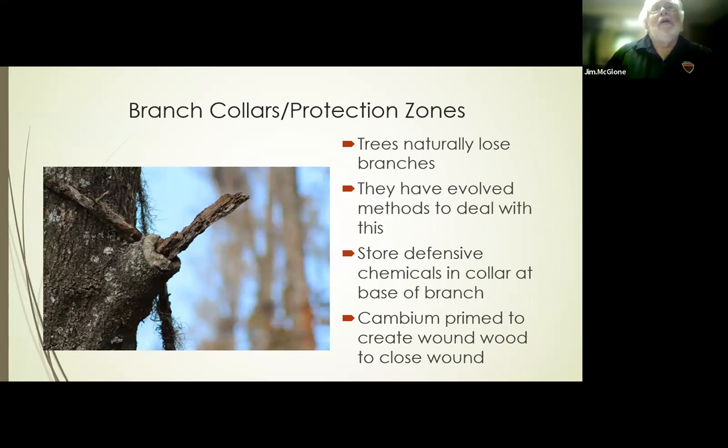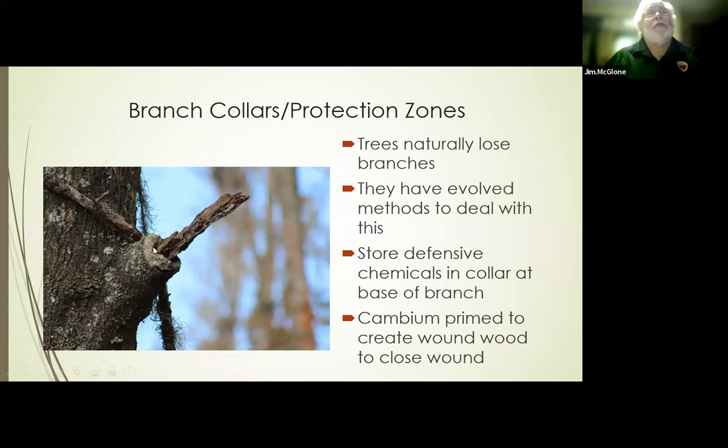In nature, trees mostly grow in forests. And so they have evolved to lose branches that get shaded in the forest. And that evolution causes them to store defensive chemicals in the collar at the base of the branch, and also causes that secondary meristem, the cambium, to be primed to create the callus tissue that grows the wound wood.